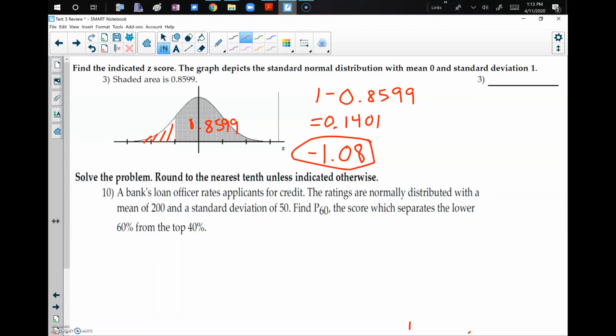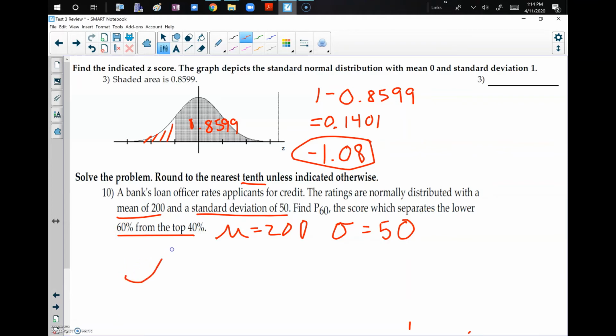Problem 10 also has a similar setup, so let's look at this one. They want us to round to the nearest tenth. So a bank loan officer rates applicants for credit. The ratings are normally distributed with a mean of 200 and a standard deviation of 50. And they want to find P60, the score that separates the lower 60% and the top 40%.